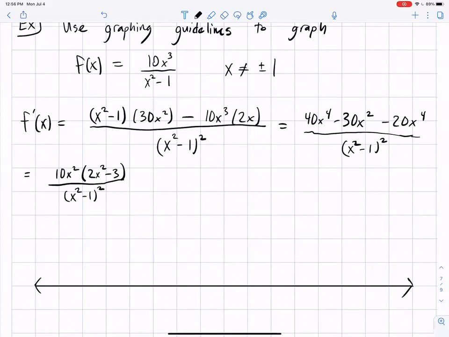And so the critical points are the things that make this 0. And so x equals 0, or x equals, if you add 3 and then solve, it'll be plus or minus the square root of 3/2. That's setting this one equal to 0. And so those are our critical points.